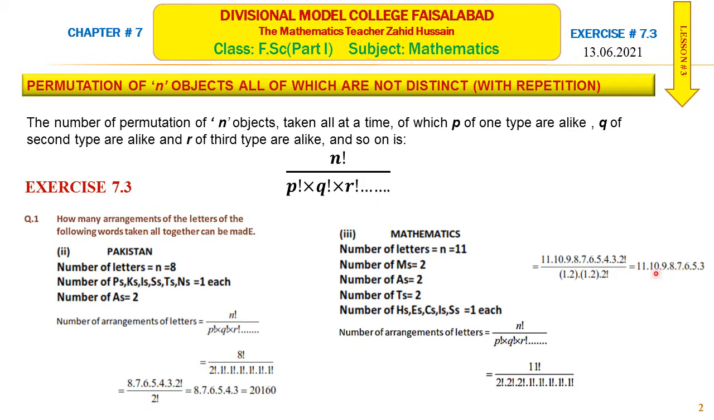Multiplying all these numbers, we get 4989600. So this is how we will find the number of arrangements of objects when all are not different. So we have studied 3 types of permutation. You have to read the question carefully. First, identify which type of permutation this is, then use the formula for that permutation and calculate.